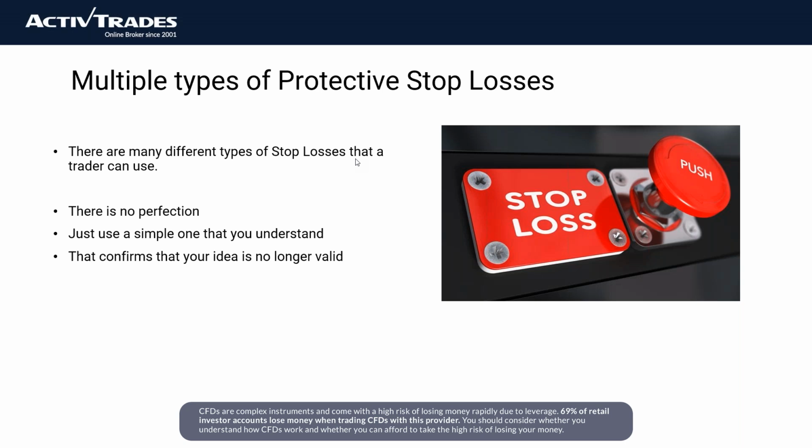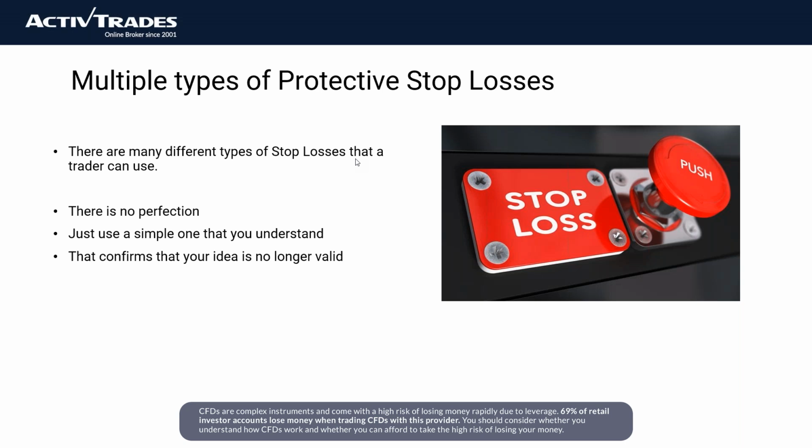So hopefully I've just shown you there that there are many different types of stop losses that a trader can use, from just using simple technical analysis, stops on price action, behind a pin bar or an engulfing candle, or tweezers, etc. The thing that I have learned over the years with my own stop losses is that there is no perfection. What is more important is that you have a simple one or a simple concept that you can understand, and that it just confirms that the idea is no longer valid and that it's time for you to exit the trade and step aside from the market.